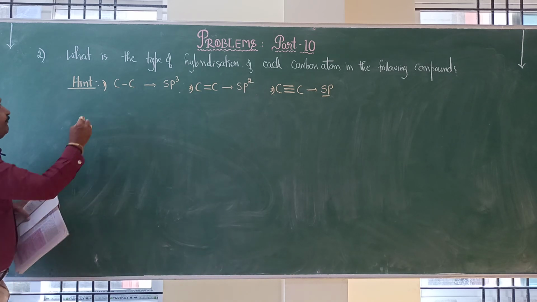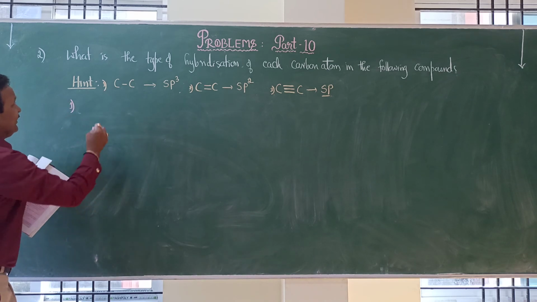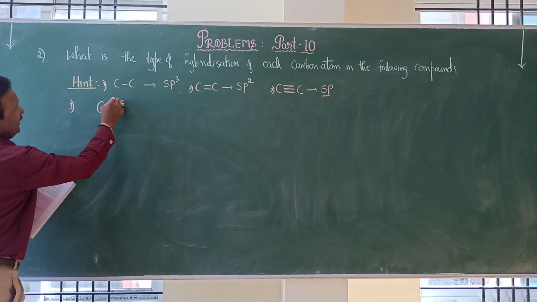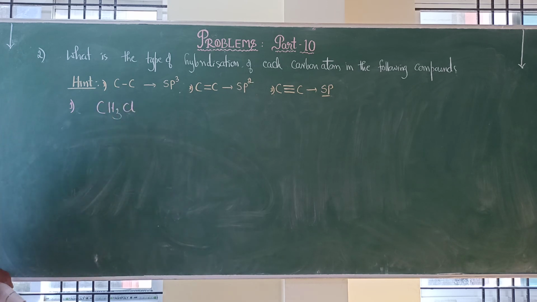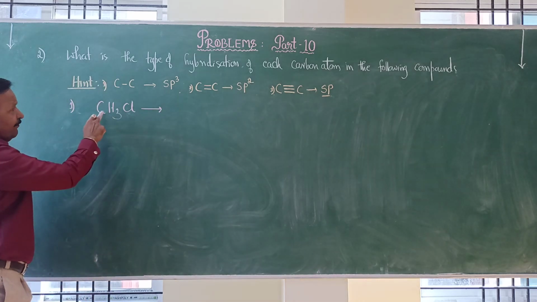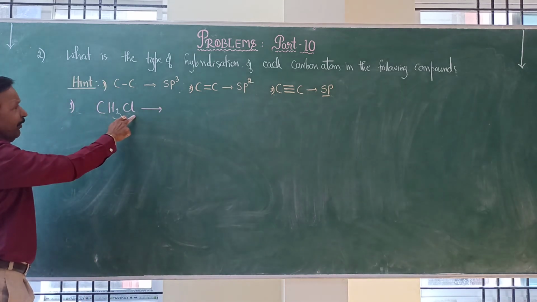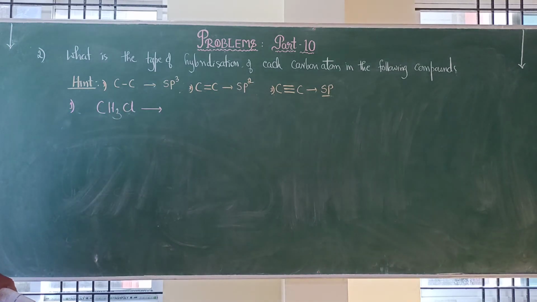First one, they have given CH3Cl. Okay? So then what you do? Carbon having valency 4, 3 plus 1 is 4, totally it wants 4 atoms.